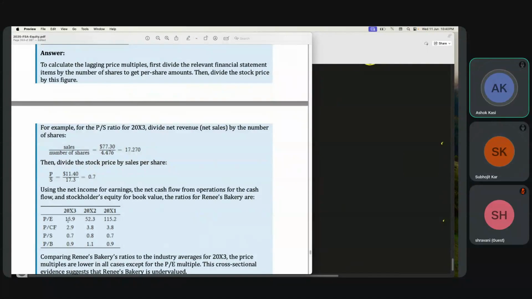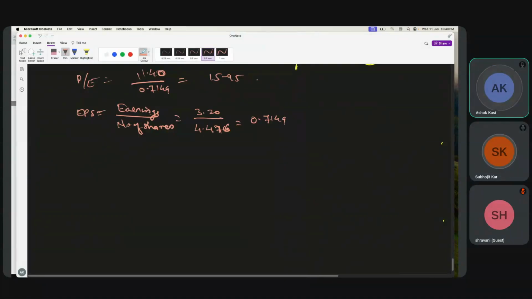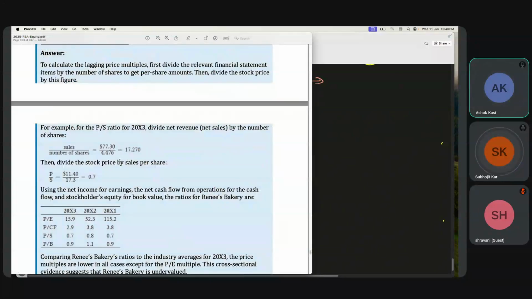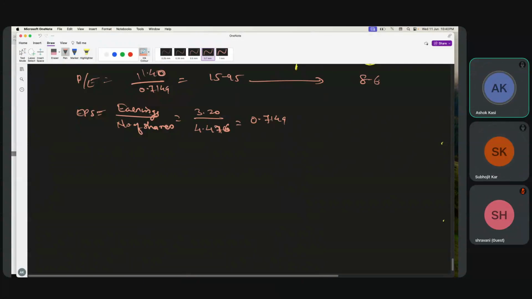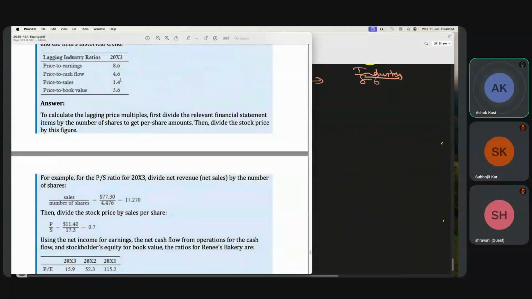So the PE is 15.9 and for the industry it is 8.6. So the price to earning is higher than the industry. Similarly, you try for 2002 and 2001. I'm doing it for 2003.